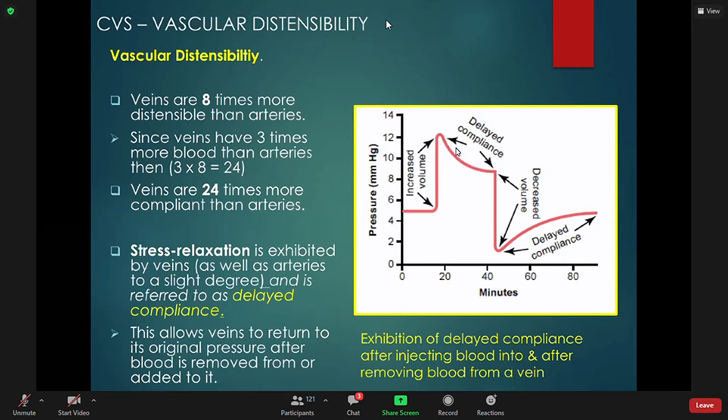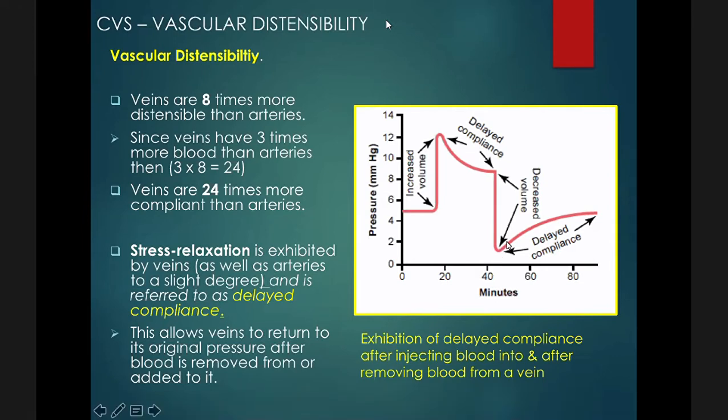Okay. So this is what we call delayed compliance, and this is because of relaxation of smooth muscle. So this allows the vessel to decrease the pressure despite an increase in volume. Now, say for example, you have removed the 500 ml immediately. There will be a sudden drop of volume as well as a sudden drop of pressure. Again, in hemodynamics, a decrease in volume means a decrease in pressure. Okay?